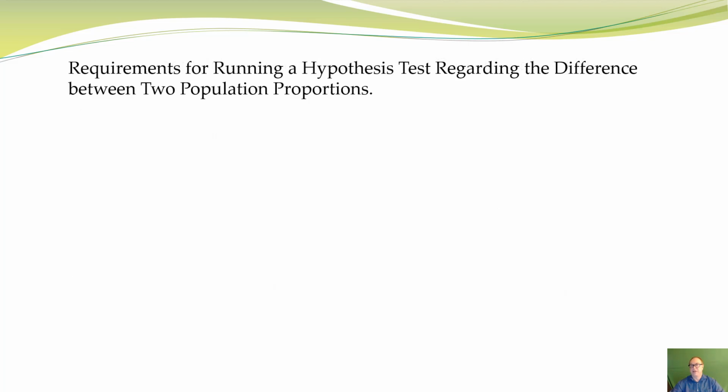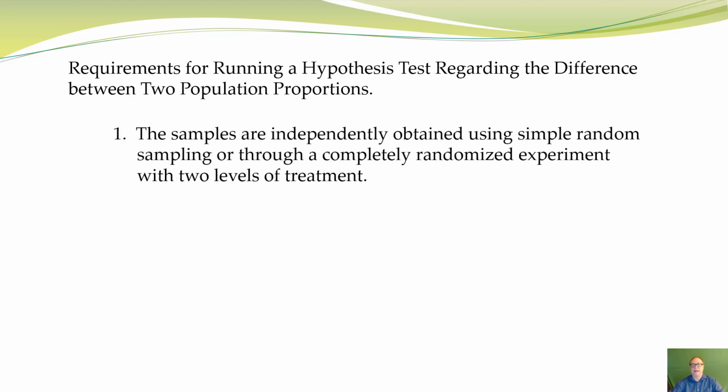Requirements for running a hypothesis test regarding the difference between two population proportions. Most of what we do here in Chapter 11 is similar to what you did in Chapter 10, except in Chapter 10 you were dealing with one sample. In Chapter 11 we're going to deal with two samples, but the basic idea is the same. Okay, so 1, the samples are independently obtained using simple random sampling or through a completely randomized experiment with two levels of treatment.